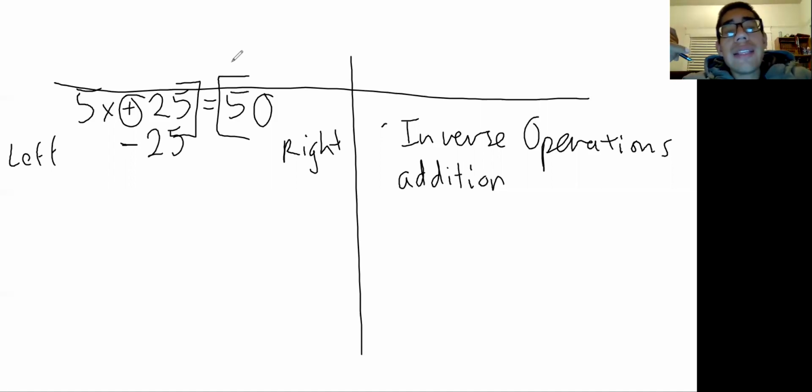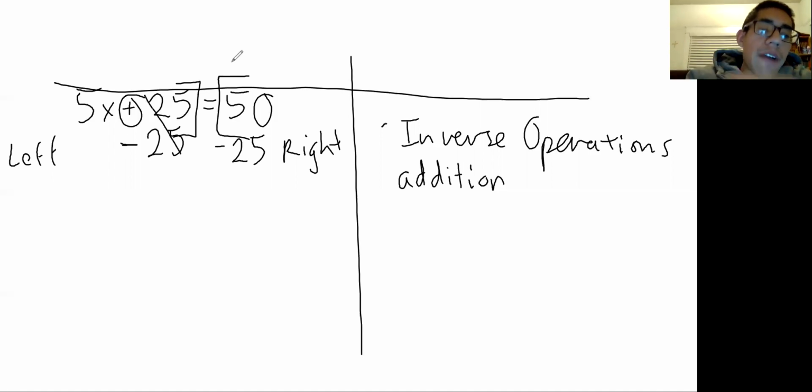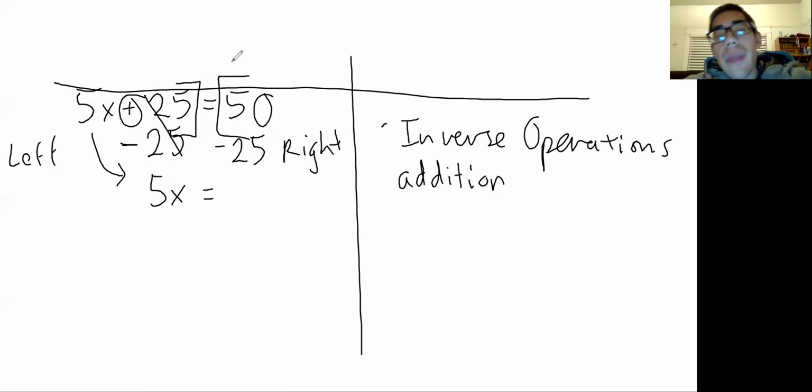So if we take away 25 from both sides, remember, whatever we do to the left side, we do to the right side. I have to do this before I do anything else. So right now I've set it up: minus 25 from both sides. The 25 minus 25 cancels out, and I bring this down here, so I'm left with just 5x on the left side of the equation, and on the right side of the equation I have 50 minus 25.